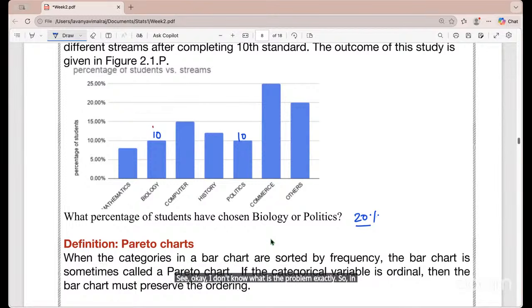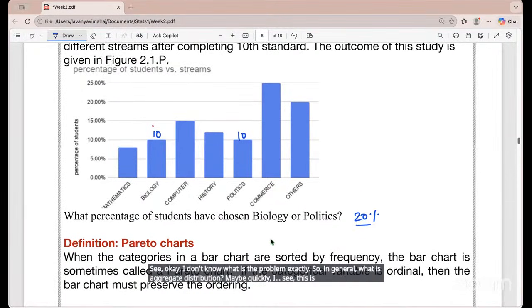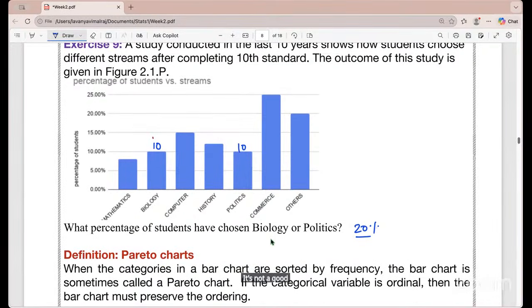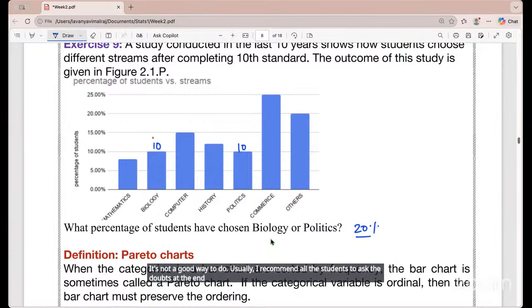So in general, what is aggregate distribution? Maybe quickly, see, something in between is going on. It's not a good way to do. Usually, I recommend all the students to ask their doubts at the end of the session, or specifically, we also have a doubt clearing session.